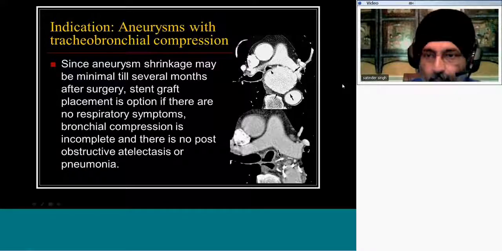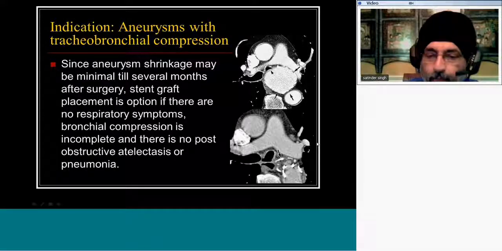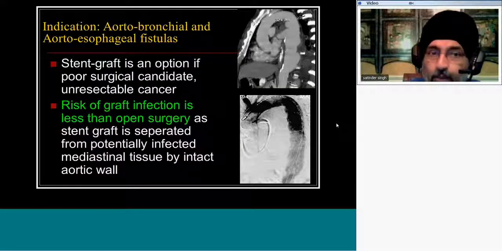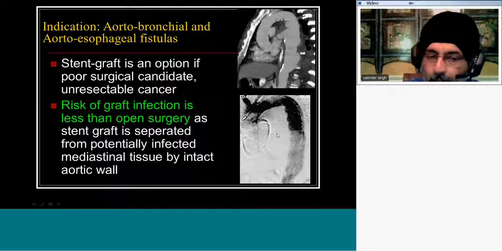We discussed before, this is one of the complications. If the aneurysm is large and it is causing compression of the airway, you can treat this with the endostent, and on follow-up, the native sac around the stent can also collapse and can produce a variable appearance. Patients who develop fistulas between the aorta and airway or esophagus can also now be easily treated. In fact, the risk of infection with the graft procedure is less than open surgery because the stent graft is actually separating the aorta from the mediastinal tissue by the intact aortic wall.